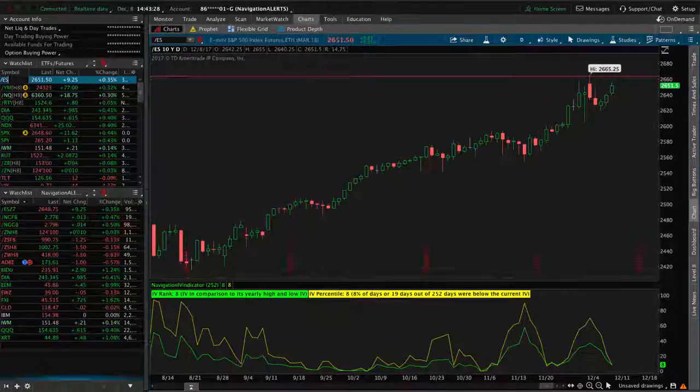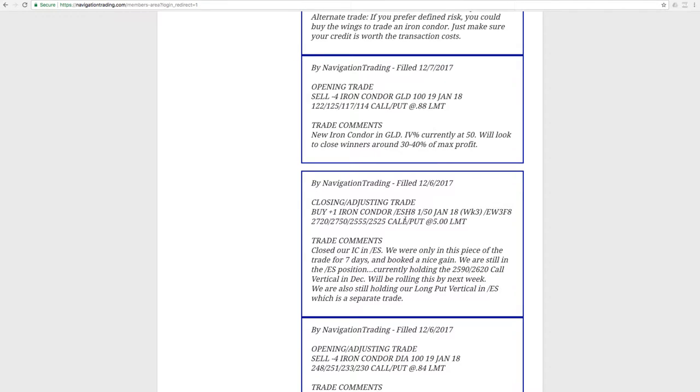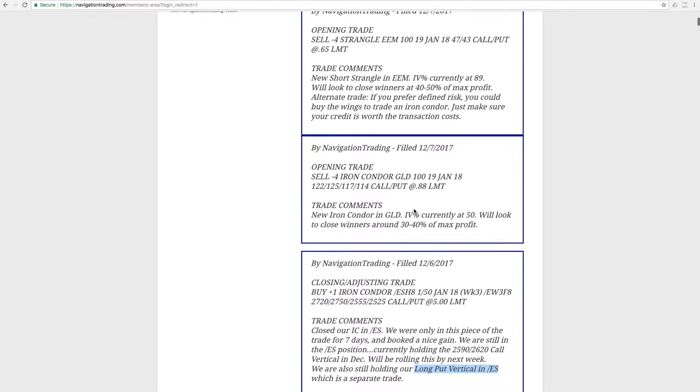So just make sure you're keeping short delta in your portfolio in one way or another, whether it's through the long put vertical or short call spreads like we're doing here. Just make sure you have some form of short delta in your portfolio. Next trade was a new iron condor in GLD.